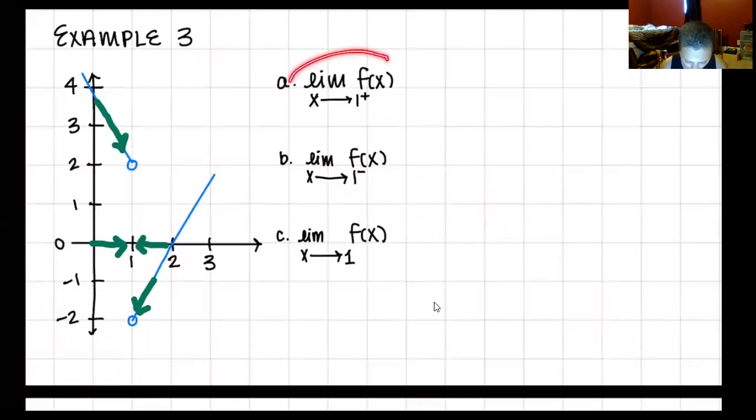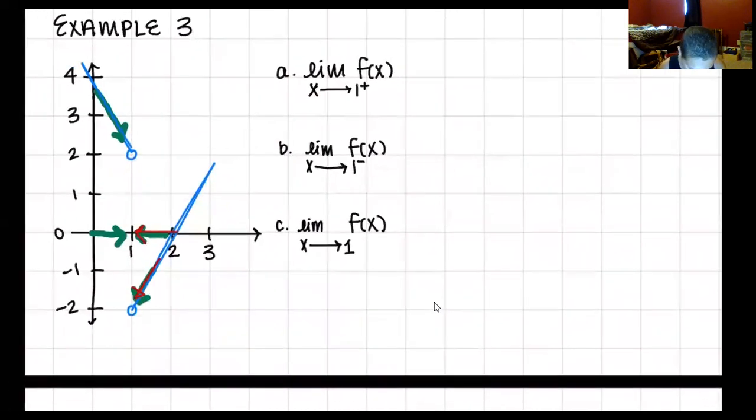I'm interested in the limit of f of x as x approaches 1 from the right-hand side. So in this case, my blue lines are, sorry, my blue lines are my function f of x. And as we approach 1 from the right, our values are decreasing towards -2. In this way, I'm going to say the limit approaches -2.